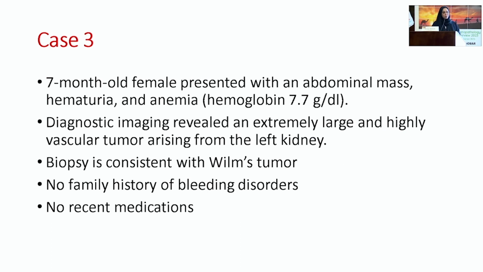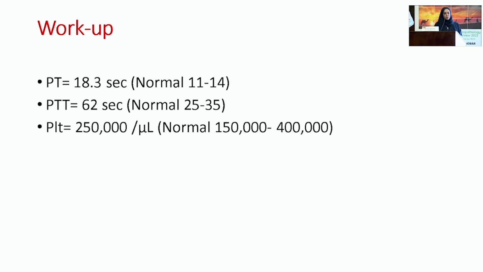This is our last case, which I encountered during my fellowship. A 7-month-old female presenting with an abdominal mass, hematuria, and anemia. Diagnostic imaging revealed an extremely large and highly vascular tumor arising from the left kidney. Biopsy is consistent with Wilms tumor. No family history of bleeding disorders, no recent medication. Her PT is 18.3, prolonged, PTT is prolonged, and platelet count is normal.